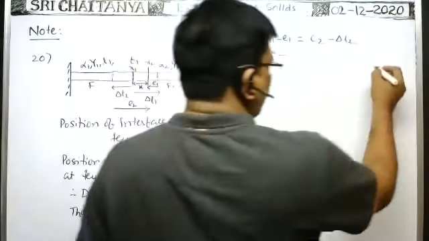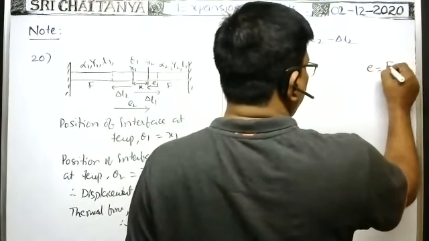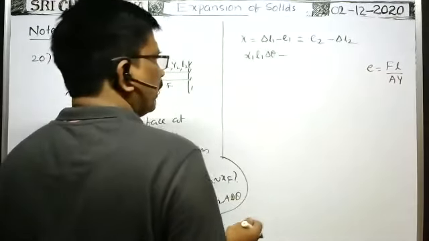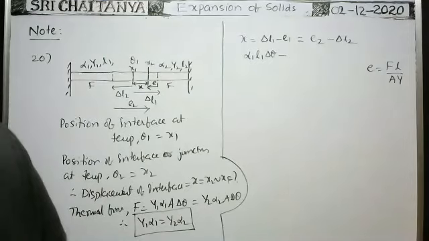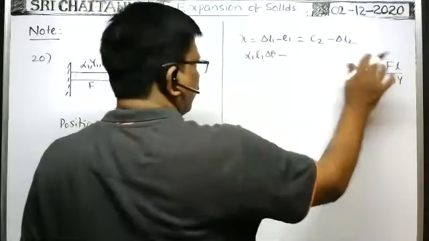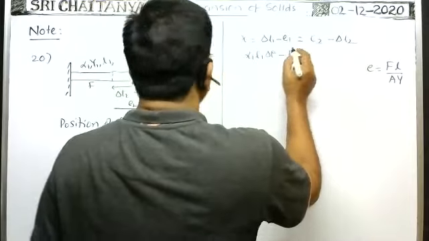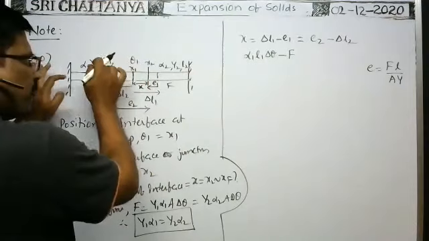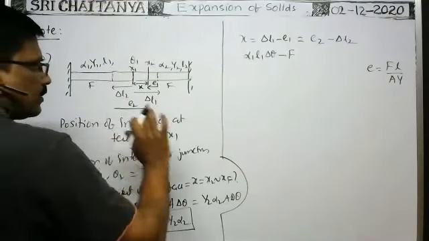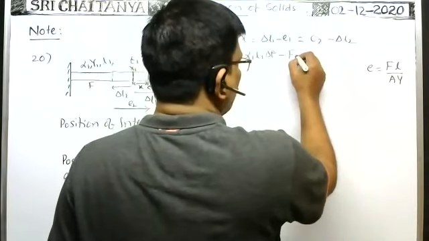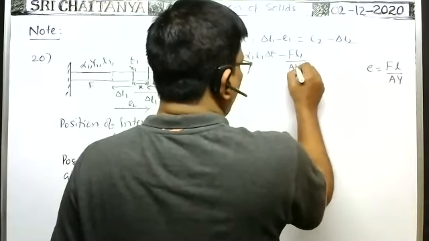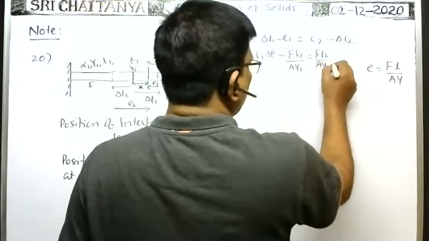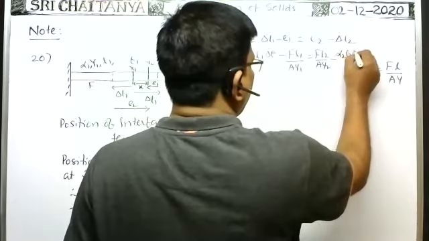How we can write E1? Elongation is equal to F L by A into Y. Here areas of cross section we have taken the same. If they are different, you have to write A1. So here E1 means F L1 by A Y1, as both rods are composite rods connected end to end in series. That's why the same thermal force is developed in both the rods. So you write F into first rod L1 by A into Y1. This is equal to E2, which means F L2 by A into Y2, minus delta L2, which means alpha 2 L2 delta theta.